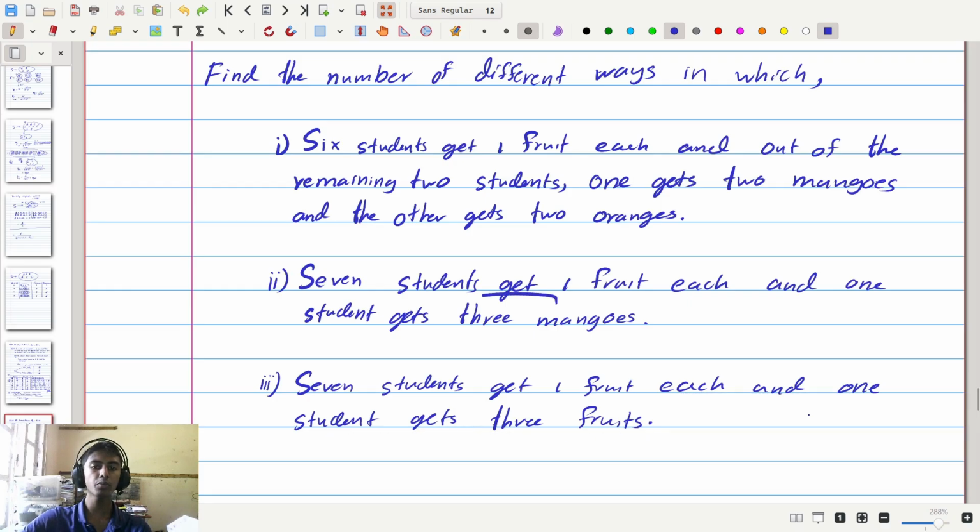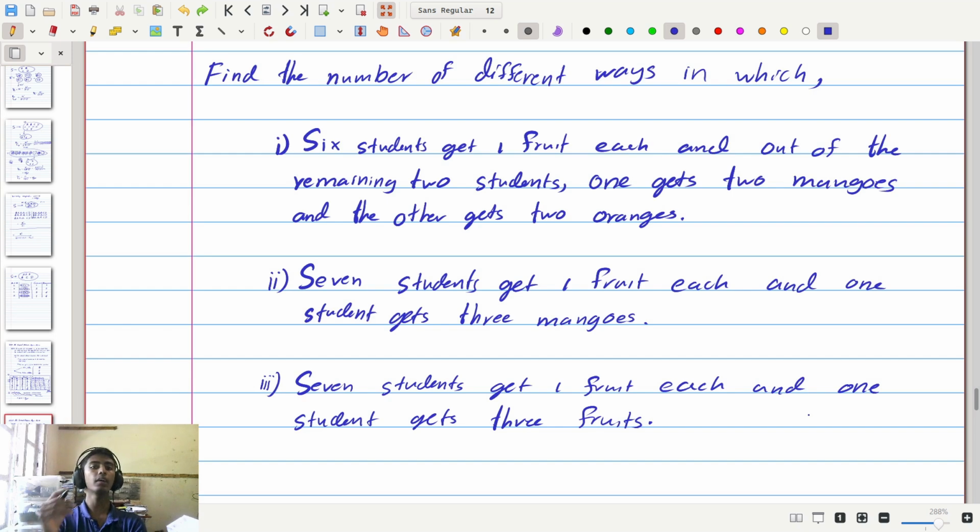The distinction between the second and third question is that the second question specifically says that the student needs to get 3 mangoes. The last question says that the student just needs to get 3 fruits. So here, the 3 mango case is a subset of the 3 fruits case. In the 3 fruit case, we could get 3 mangoes, but we could also get other options that are not included in the 3 mango option.